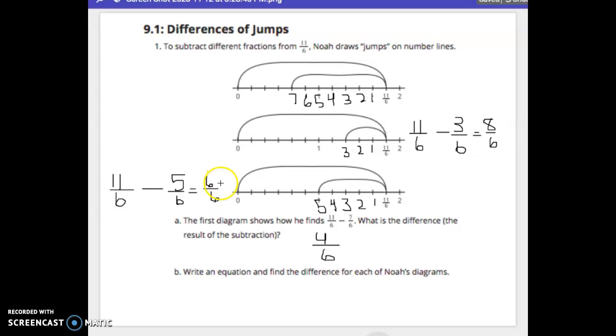And that can also be written as a whole. 8.6, if you look, could also be written as 1 and 1.6, 2.6.